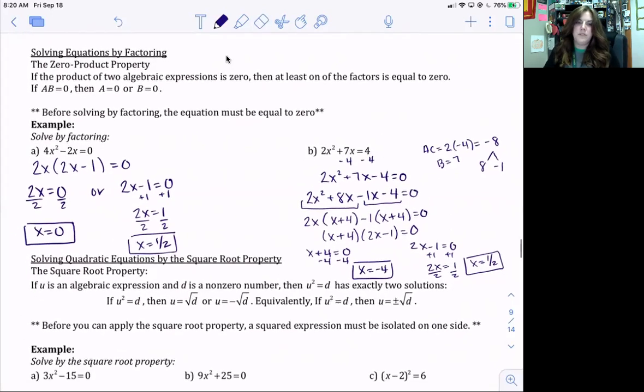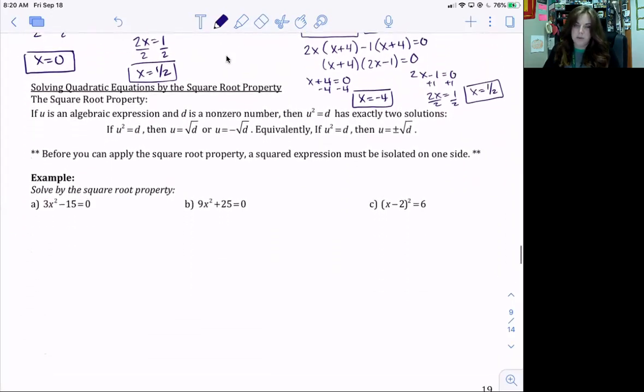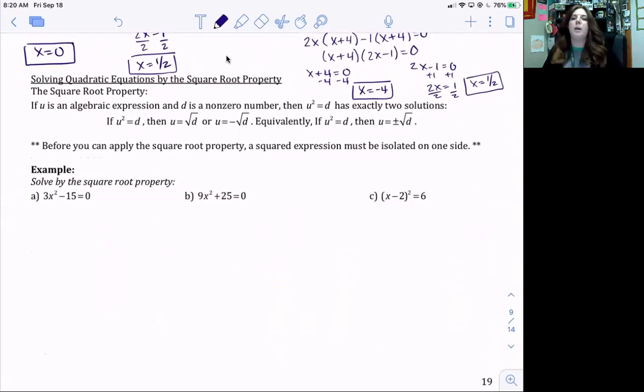Our second method of solving quadratic equations is going to be by the square root property. So the square root property says that if u squared equals d, then to get rid of that square, we're going to square root both sides, but we need to make sure that we put in that plus or minus. Okay. So the key part, if u squared equals d, then u equals plus or minus the square root of d. So before we can take the square root, we want to make sure we isolate the x squared or the squared expression on one side of the equation.